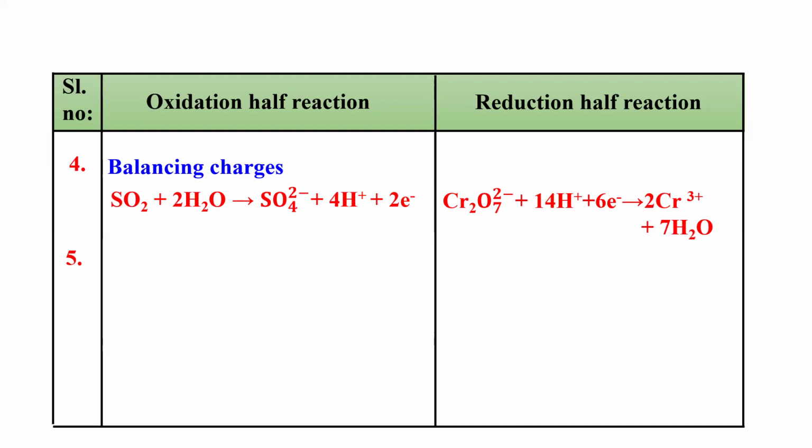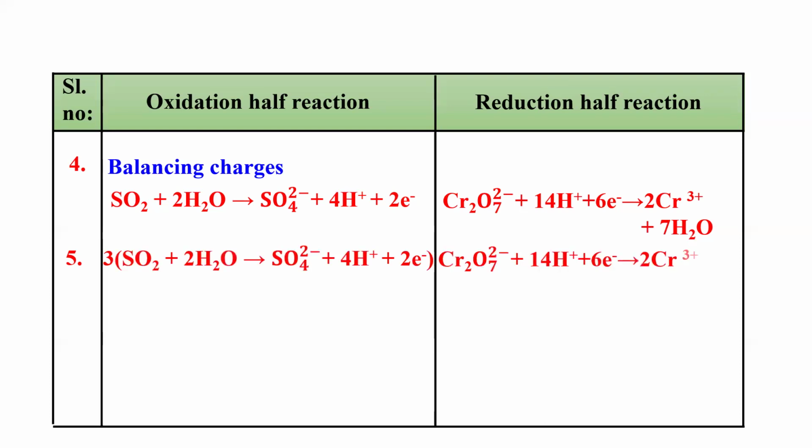What have we done till now? We have balanced all the atoms: hydrogen, oxygen, chromium, sulfur, whatever were there. Then we have balanced the charges, right? And then we have to make sure that there is no free electron. All the electrons are balanced, right?